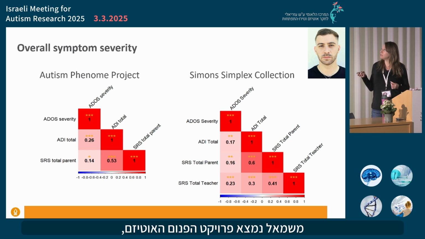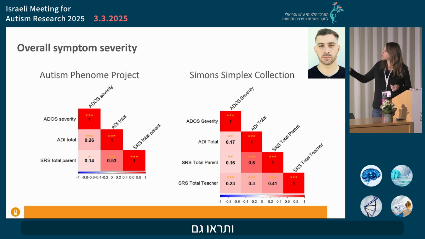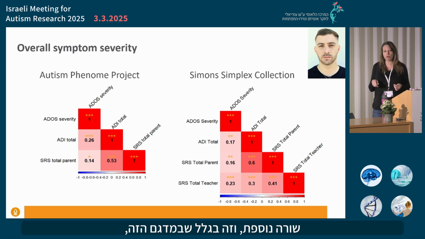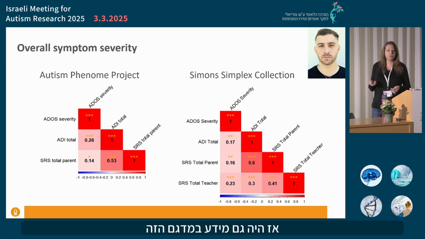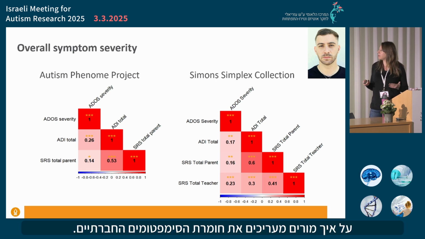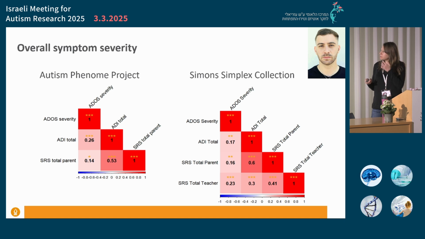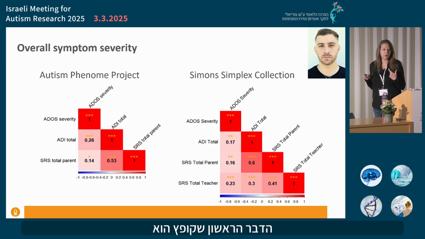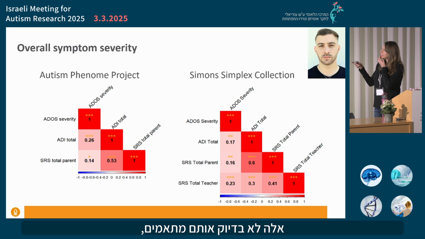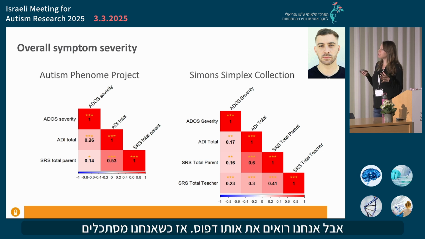On the left is the Autism Phenome Project, our first sample. On the right is the SSC. You'll also see that the SSC has an additional row, and that is because in this sample, the SRS was not only a parent questionnaire, it's also a teacher questionnaire. So there was also information in this sample about how teachers evaluate social symptom severity. When we look at these two heat maps, the first thing that pops out is that the patterns are quite similar, right? These are not exactly the same correlations, but we're seeing the same pattern.